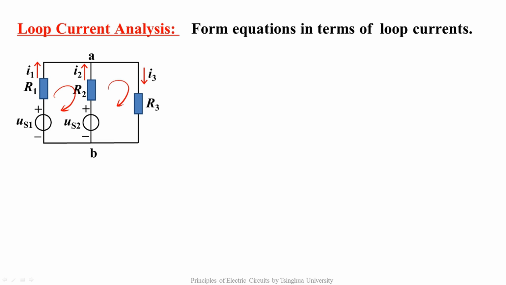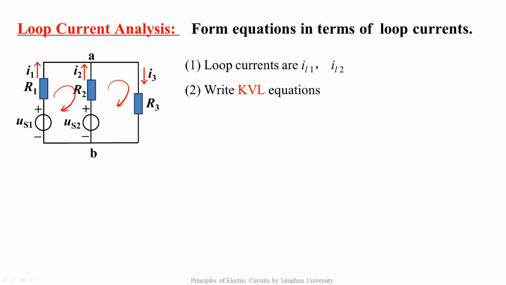But with such a hypothetical variable, we can express the branch currents in the circuit by a linear combination of these loop currents. Okay, after selecting the loops, we assume that the two loop currents are IL1 and IL2 respectively. Then we can write the KVL equations along the loops with certain directions. For simplicity, along the loop directions, we use the voltage drops. We write KVL equations for these two loops.